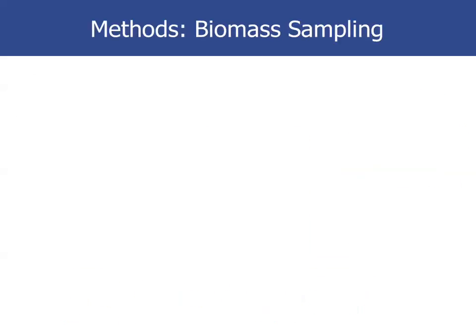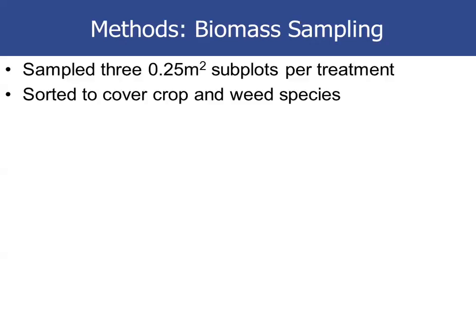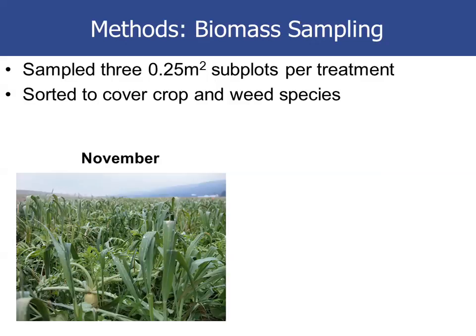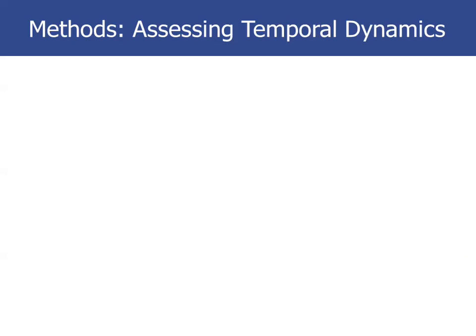So we looked at the performance of these cover crops and the weeds with pretty standard biomass sampling techniques. We sampled 3 quarter-meter square subplots and averaged them. We sorted the samples to both cover crop species and weed species. And we did this both in November, around the time of the first killing frost, and then in May, just prior to termination.